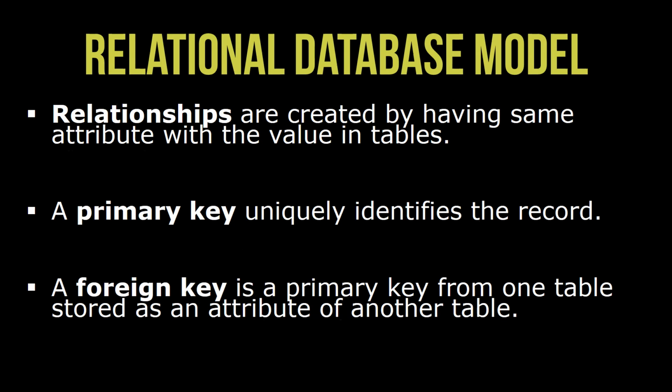To represent the relationships among tables, we have to do a little bit more work. In a relational DBMS, relationships are created by having the same attribute in each table, with the value of the attribute being the same in each table. Most often, this is done by taking the primary key of one table and including it in the related table.